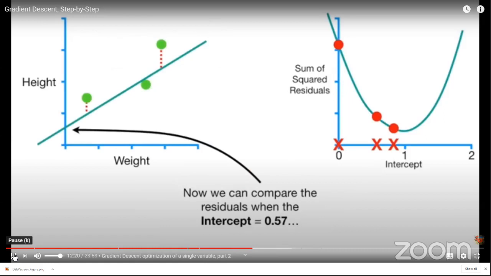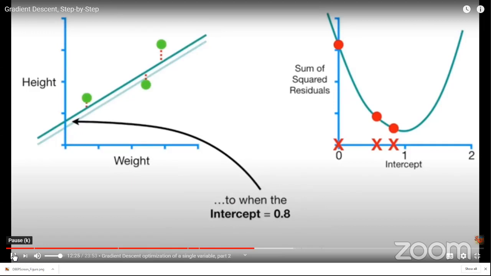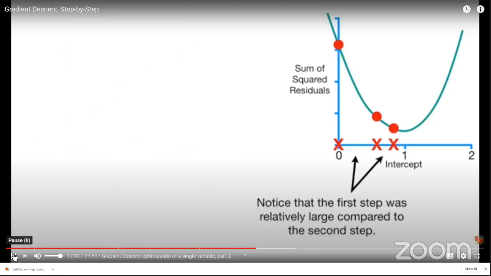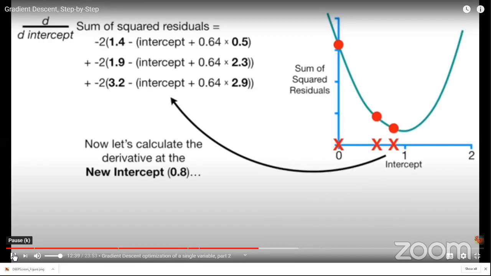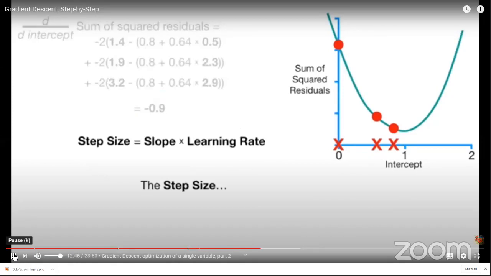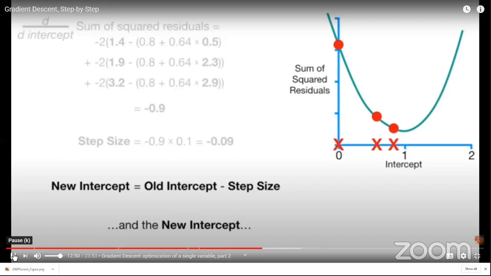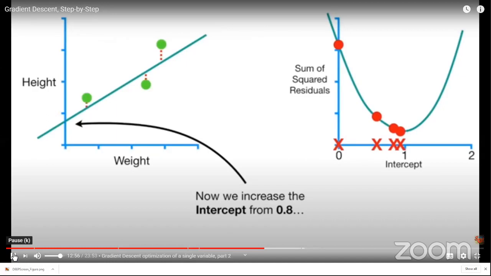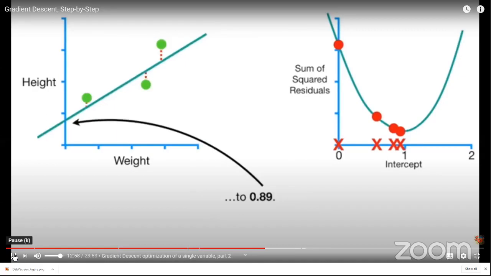Now we can compare the residuals when the intercept equals 0.57 to when the intercept equals 0.8. Overall, the sum of the squared residuals is getting smaller. Notice that the first step was relatively large compared to the second step. Now let's calculate the derivative at the new intercept, and we get negative 0.9. The step size equals negative 0.09, and the new intercept equals 0.89. Now we increase the intercept from 0.8 to 0.89.